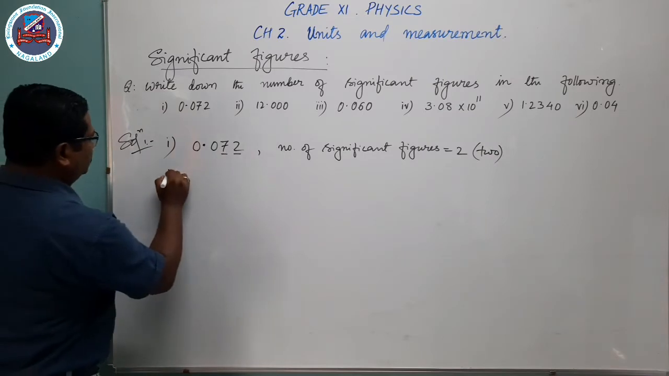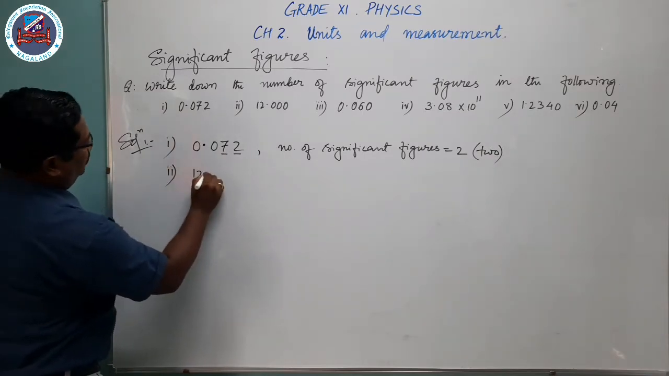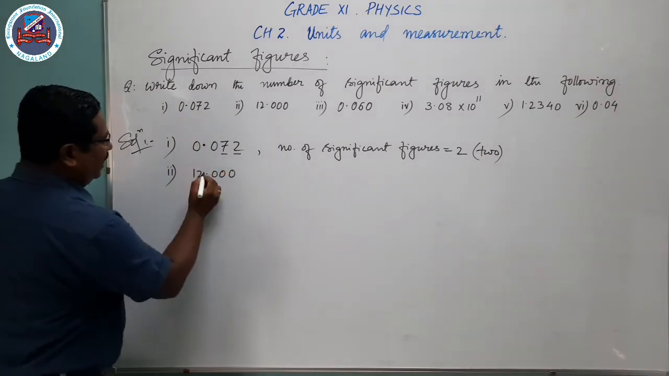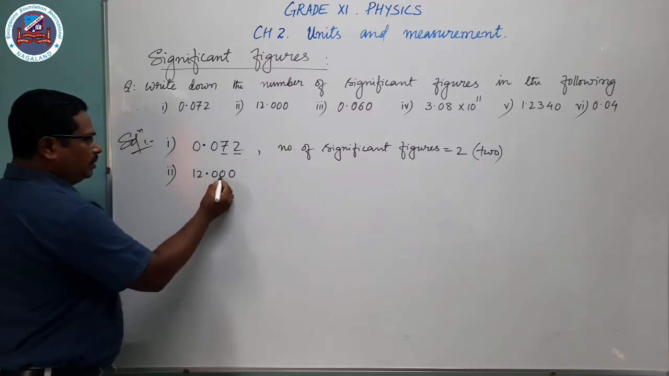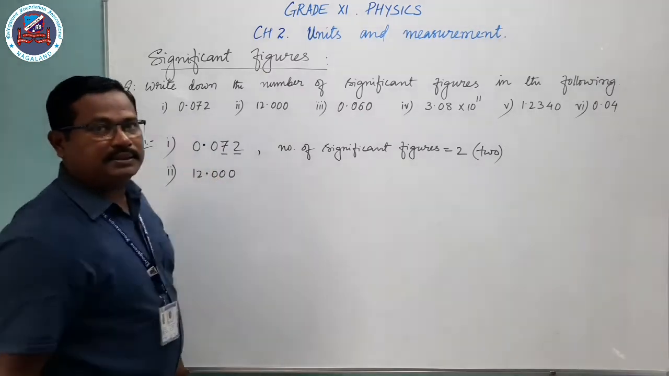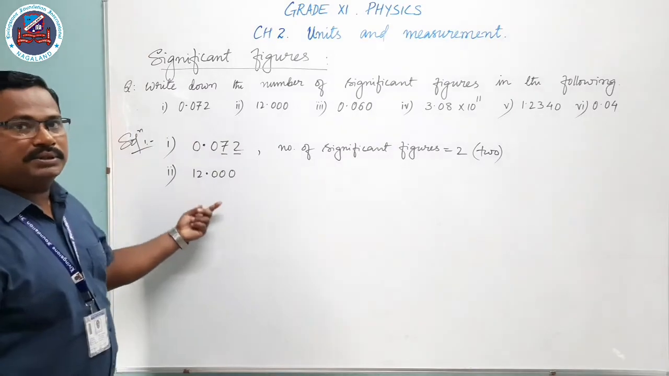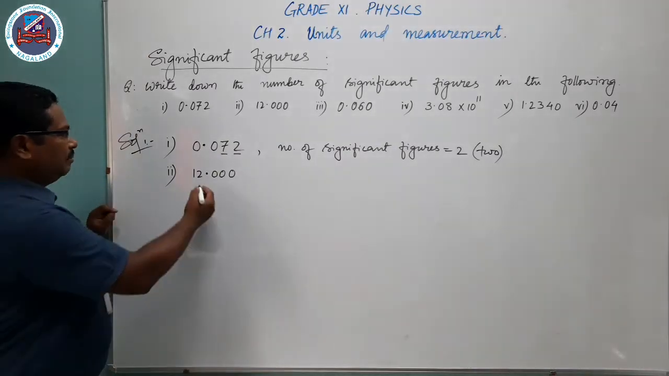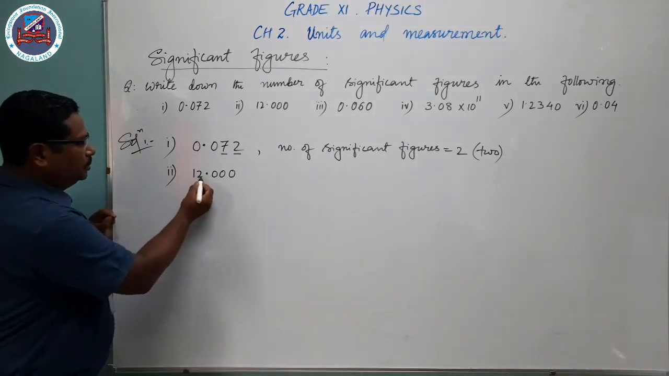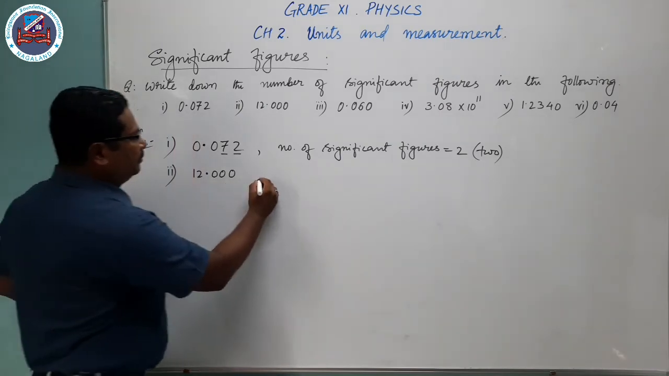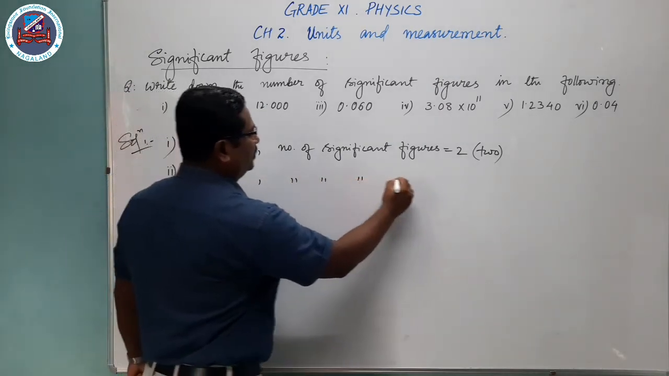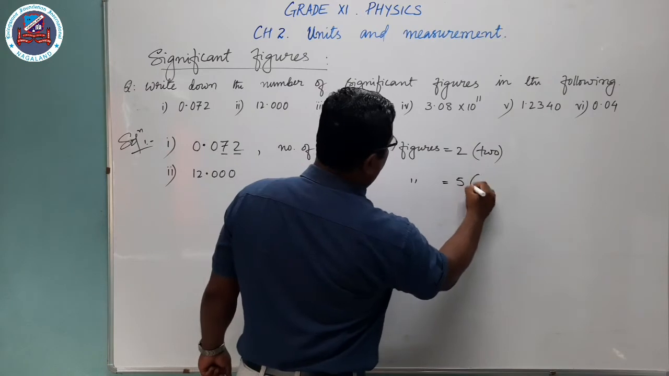Then the second one, if you look at it, 12.000. After the decimal, whatever zeros come are to be taken as significant figures. That's what we say in the rule. So here the number of significant figures will be 1, 2, 3, 4, 5. So here the number of significant figures is 5.